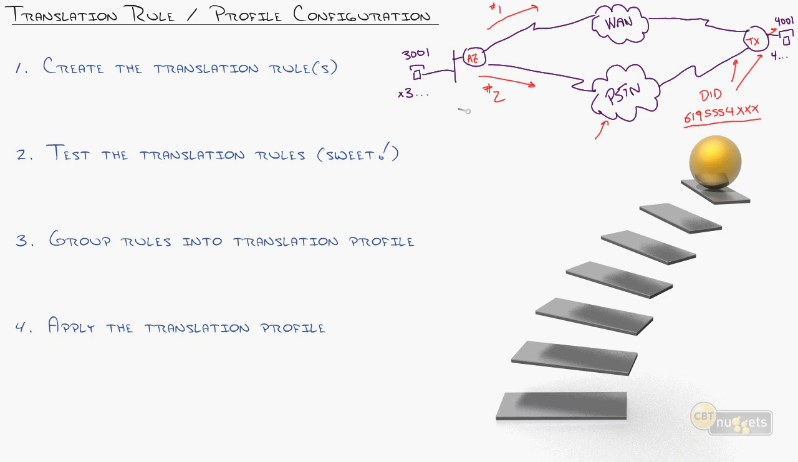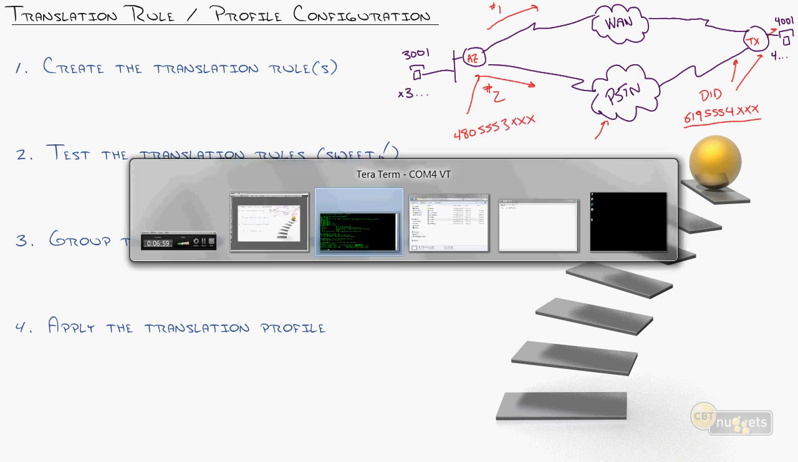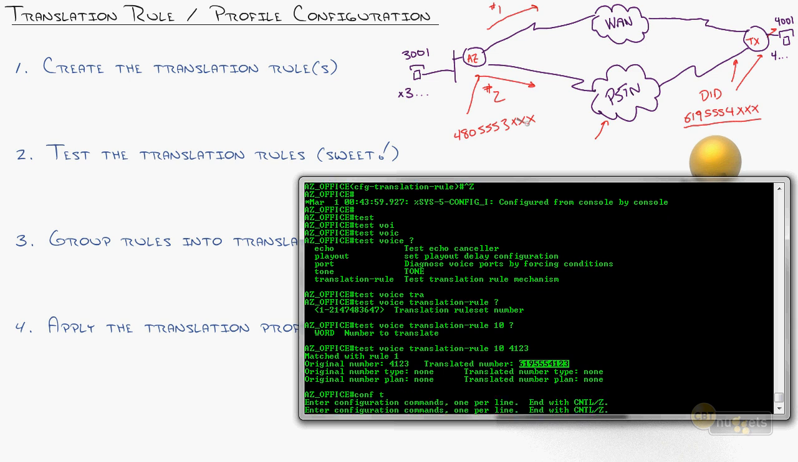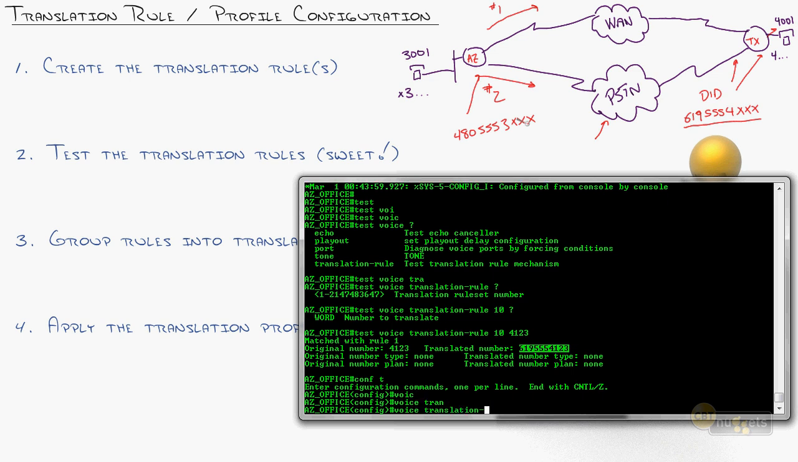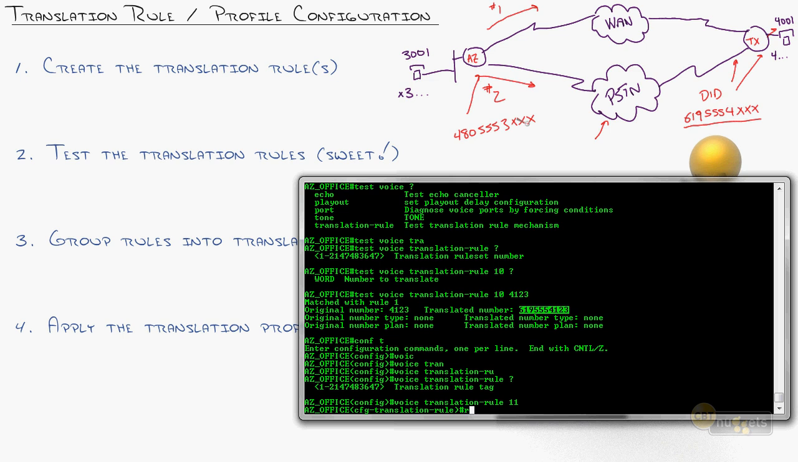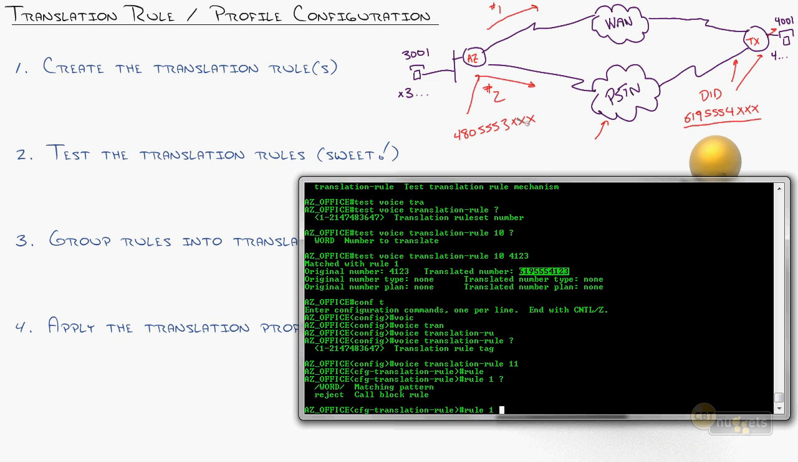Now, what about this? Let's say Arizona, we're coming from 480-555 and then 3XXX. These are all the 3 extensions over here, right? So I need to create a translation for that. Now that I've seen it, it shouldn't be too hard. So let's go in and do voice translation rule number 11, and we'll say rule number 1 of rule number 11 will be, and we'll just do the whole thing this time now that we've impressed our friends.